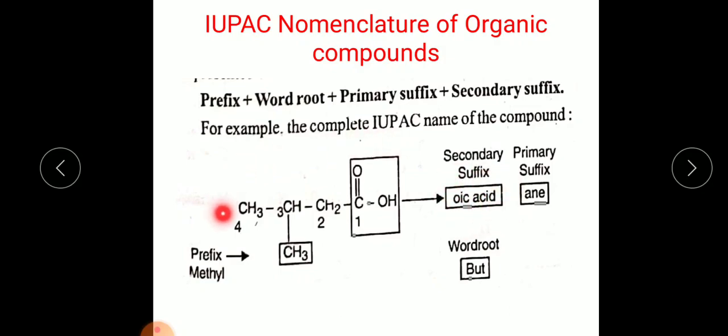So if you want to name this compound, at position 3 we have a methyl, so 3-methyl. Four carbon atoms, so butane, and that last e, because of the carboxylic acid, will be replaced by oic acid. So it will be 3-methylbutanoic acid. This is how we can name organic compounds.